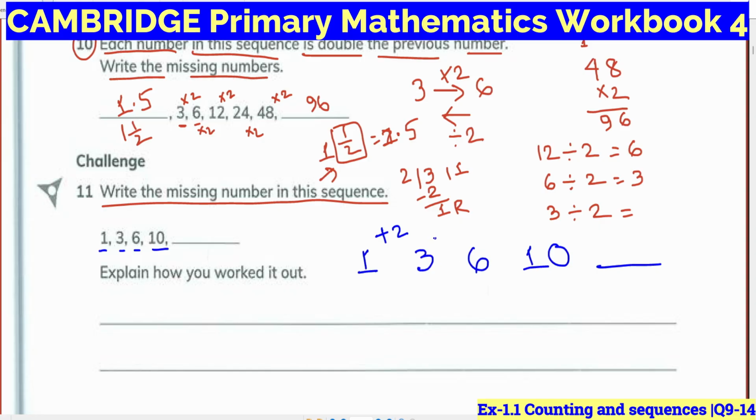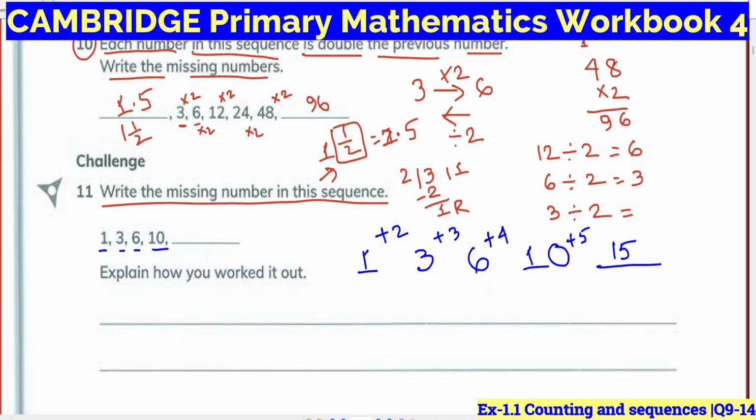From 3 to 6 we are adding 3, right? From 6 to 10, we are adding 4. So it's increasing by 2, then 3, then 4. It means from 10 we are adding 5. And finally, the answer will be 15, right? So how?